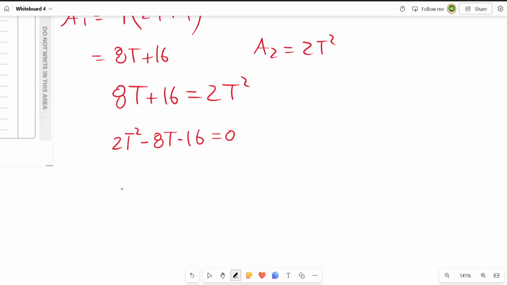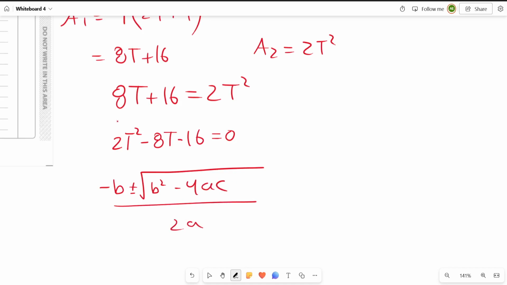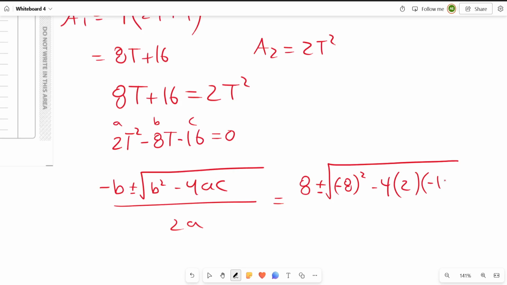So I'm going to solve using the quadratic formula, which goes like this: minus b plus or minus square root of b squared minus 4ac over 2a. This is a, this is b, and this is c. So it's going to equal minus b, so minus negative 8, that is 8, plus or minus square root of b squared, so negative 8 squared, minus 4, multiply a, which is 2, multiply c, which is negative 16, then everything over 2a, which is going to be 2 times 2. Putting this on the calculator, one time putting this sign as plus, another time putting this sign as minus, is going to give me 2 answers.